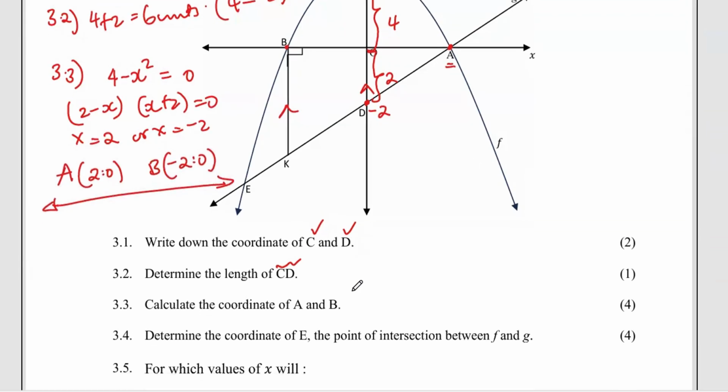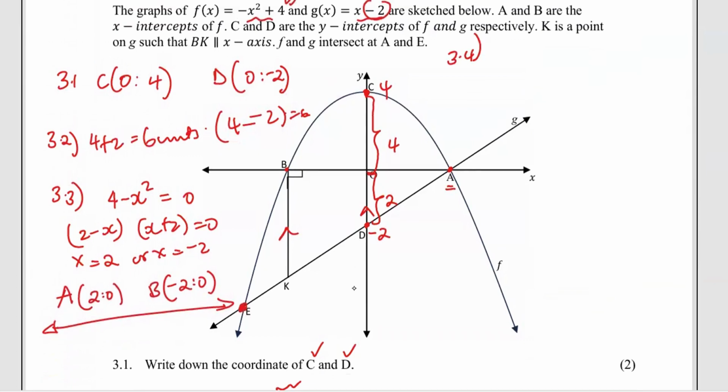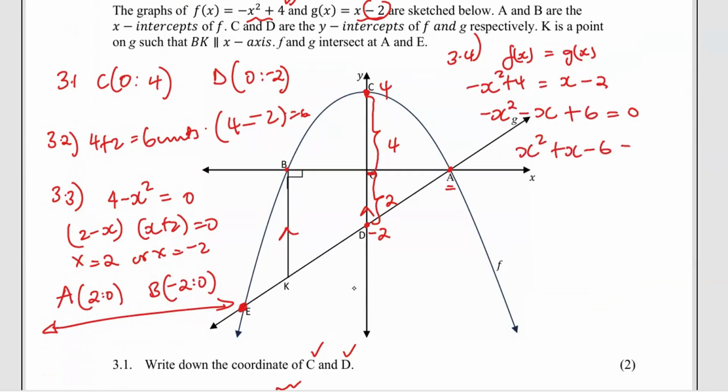And then 3.4, they want the coordinate of E, the point of intersection of the two graphs. So at this point where the two graphs are meeting, the graphs will be equal to each other, okay? Meaning that I'm going to get the graph of f and equate it to the graph of g, okay? So negative x squared plus 4 should give me x minus 2. Let me create a standard equation and solve for x using factorization, okay? So it's going to be negative x squared minus x. When this 2 comes that side, I'm going to have 6 equal to 0. Divide through by the negative. So x squared plus x minus 6 is 0.